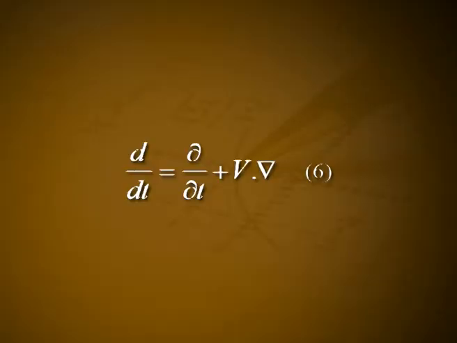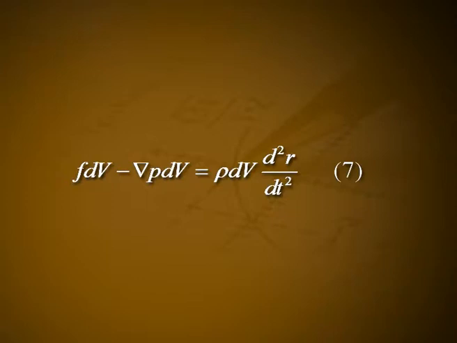One finds that a similar relation holds between partial and total derivative of any other quantity which describes the state of the fluid. One can express equation 4 symbolically as d by dt is equal to dou by dou t plus v dot del. Let it be equation number 6. This shows that the total time rate of increase can be resolved into a purely temporal part and a purely spatial part. However, for a stationary state or a steady state, dou by dou t is equal to 0.